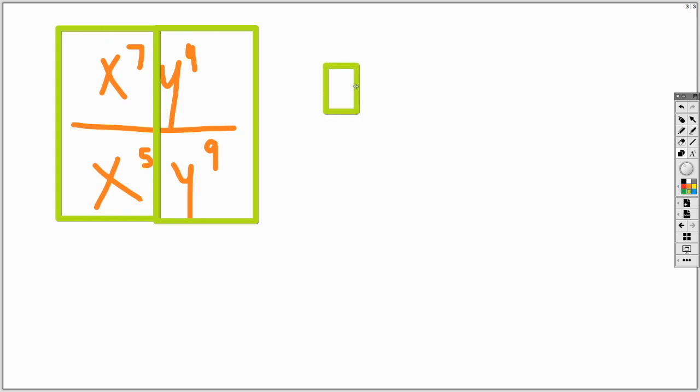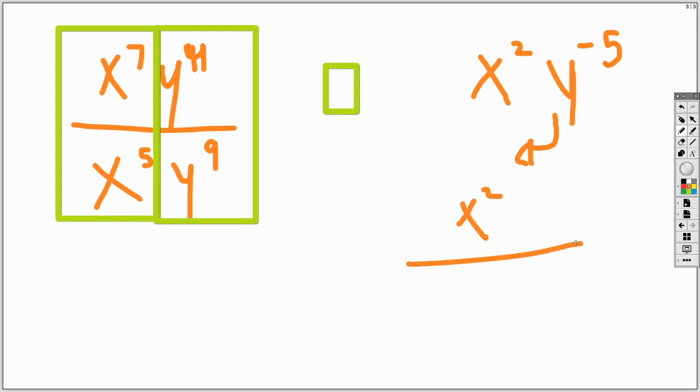Okay, that would be x2. We got it. Now this is 4 and this is 9. So 4 minus 9 would be y negative 5. However, we don't like these negative exponents. So all you simply have to do is just carry it down. And now it will be x squared over y5.